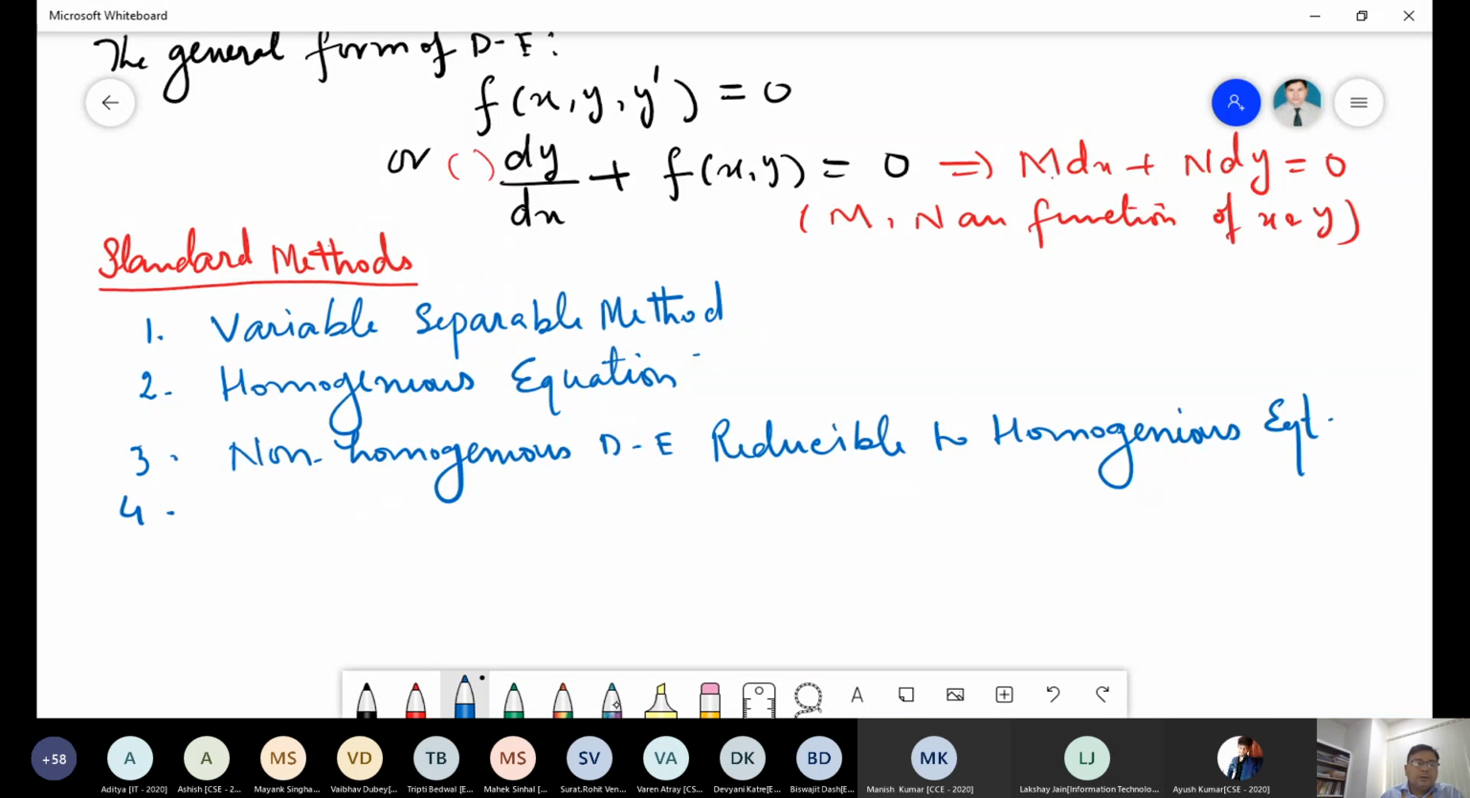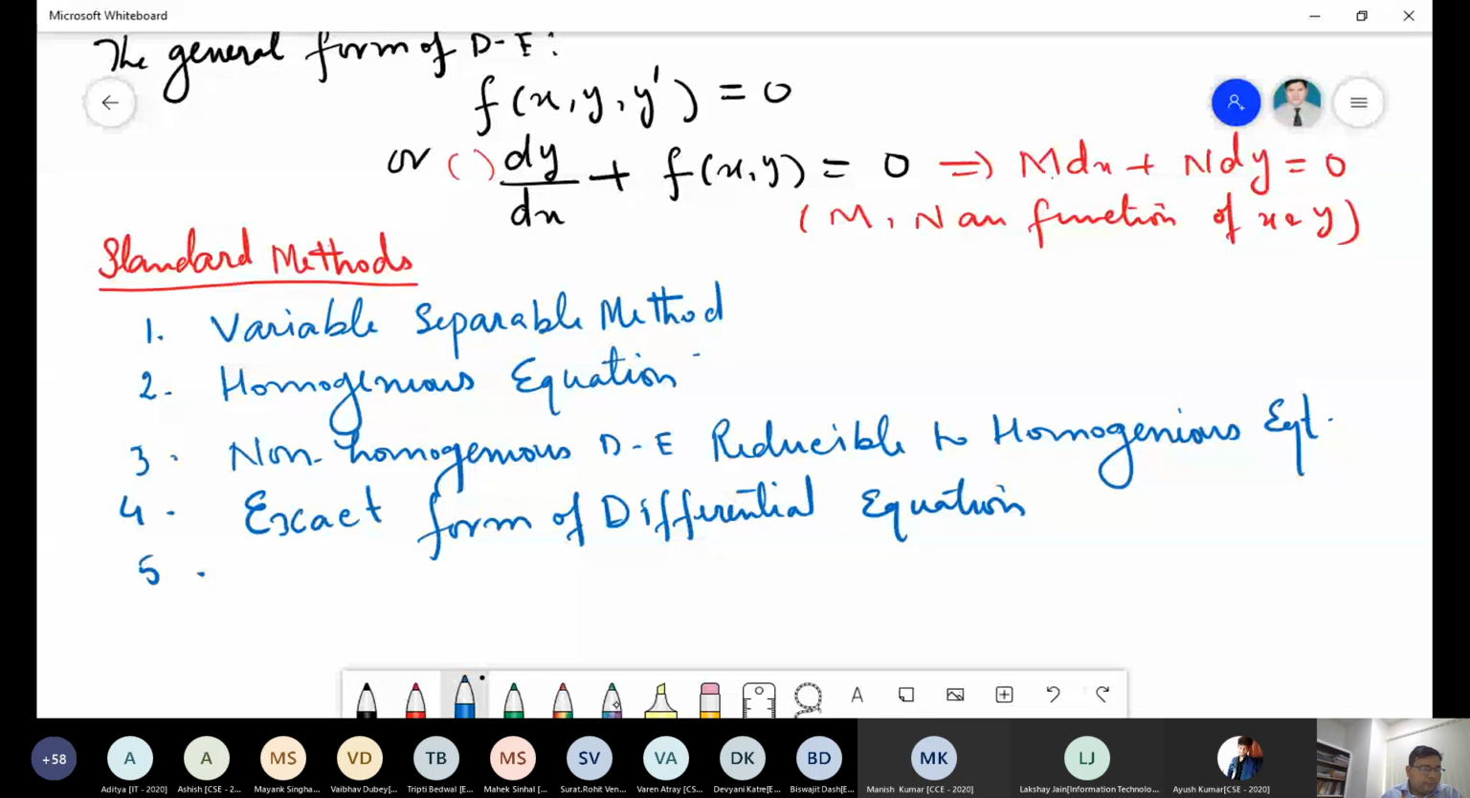Fourth part, this is called the exact form of differential equation.